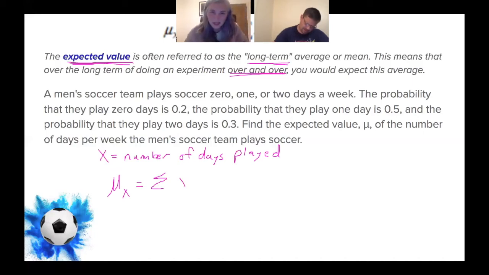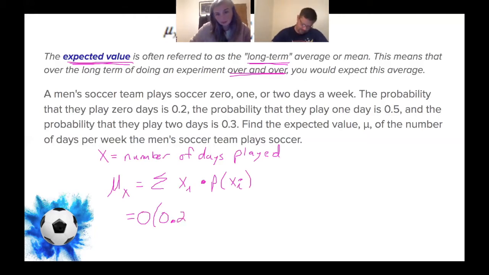So how are we going to do this, Mr. Bobby? Think about the formula. That formula was the x value times the probability of that x value. So what I'm going to do is take the number of days they play times the probability they play on that day. So I would start by saying 0 times 0.2. That's the value, the number of days they played, which was 0, times the probability that they play that many days a week.